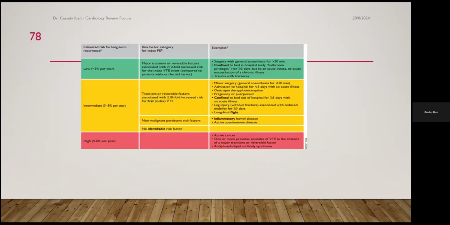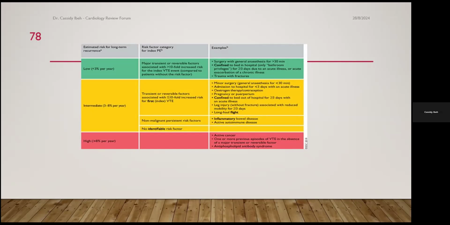So this shows the different estimated risks for long-term recurrence. We want to use this to assess patients that are more likely to have a recurrence, so you can put them under low, intermediate, and high risk. For low risk, there are major transient or reversible factors, which carry a more than tenfold increased risk for the index event compared with patients without the risk factors. Then we also have high risk, where patients have active cancer, or have one or more previous episodes of VTE in the absence of a major transient or reversible factor, or even antiphospholipid syndrome.